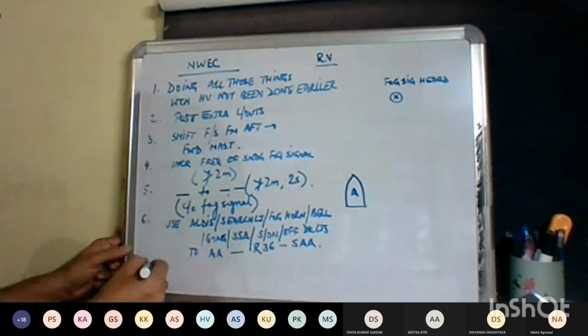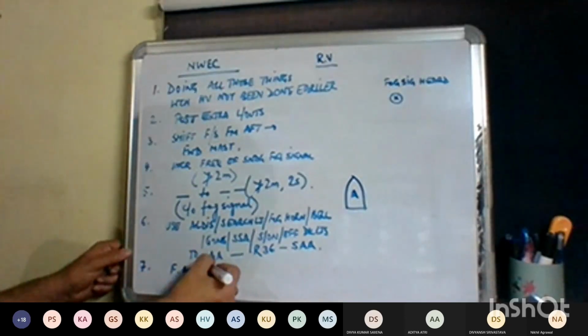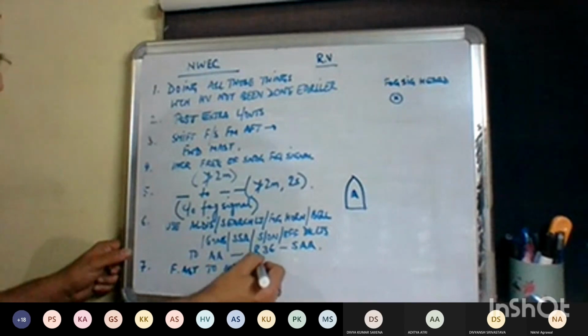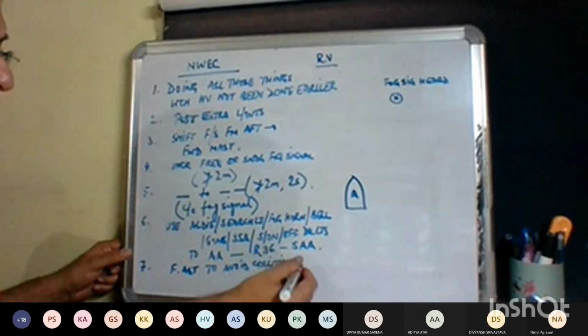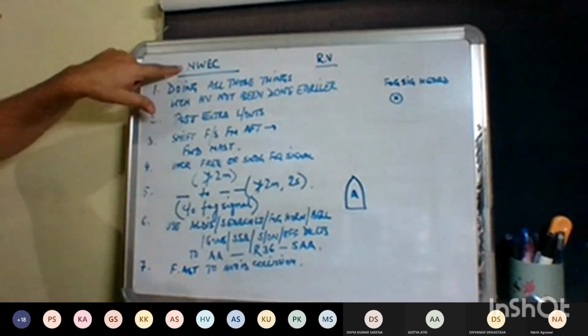And lastly, I'll go full astern if need be to avoid collision. So this will be your complete answer. The meaning of what is navigate with extreme caution.